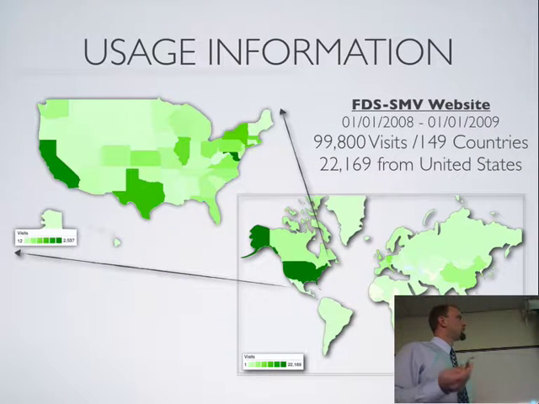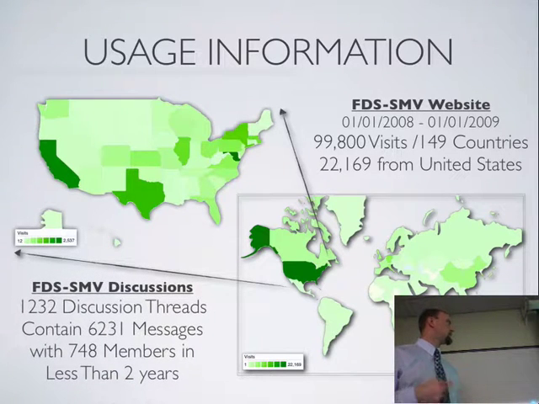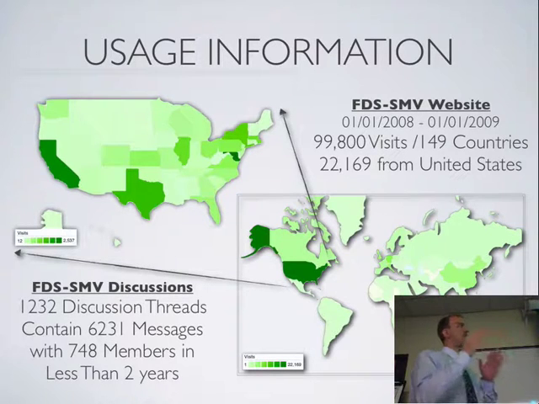And so, 99,000 visits, 149 countries and territories, 22,000 just from the United States. And in that same amount of time, 1,232 discussion threads, 6,231 messages within those threads, 748 members in less than 2 years. So in a very short amount of time, we've seen a fairly significant growth rate. I compared October to the end of the year between last year and this year, and it's like a 30% increase just in 1 year over the same kind of block of time.